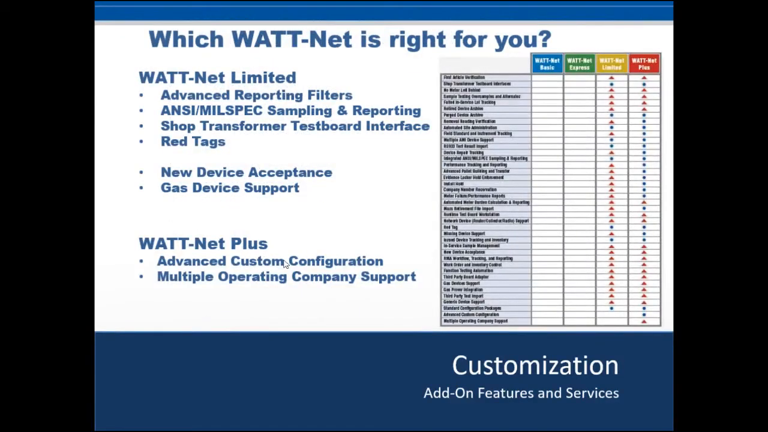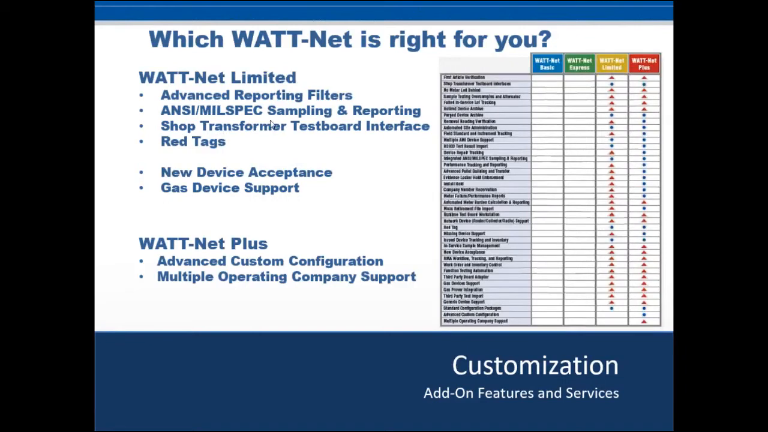We talked about WATTNet Limited and WATTNet Plus. Remember I told you that family features brochure is several pages long. This is page 2, I believe, and it shows you the additional features. WATTNet Limited is more of a la carte, if you will, where you can add certain features in. There are advanced reporting features, so if you're not finding what you need in WATTNet Express or Basic, possibly Limited could provide you the reporting features.